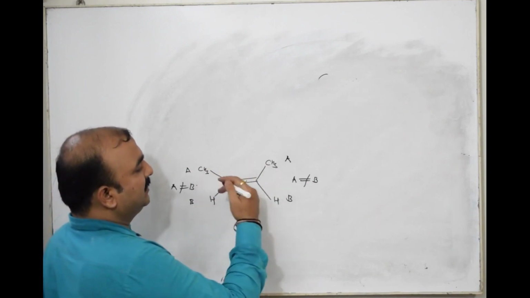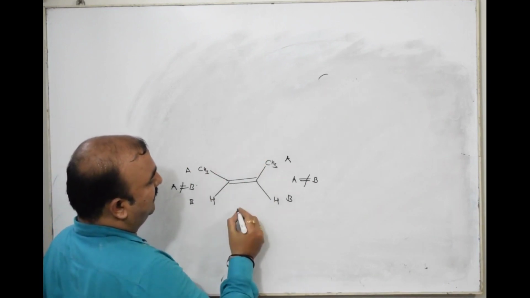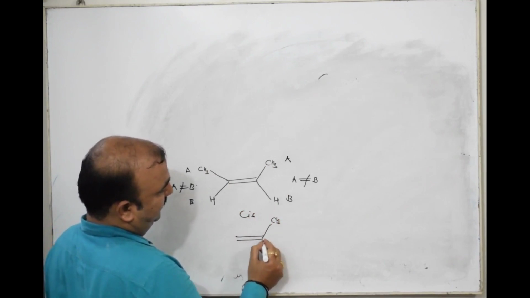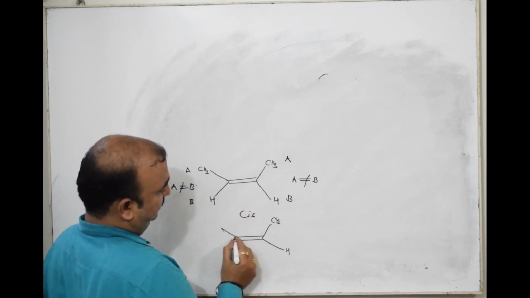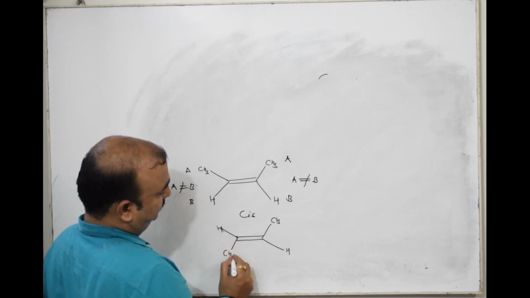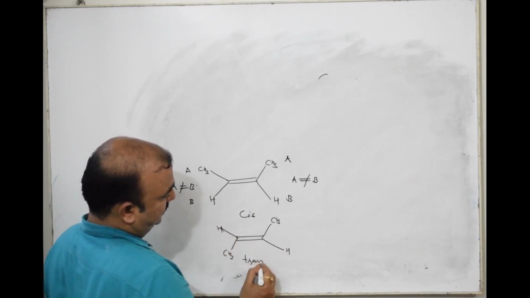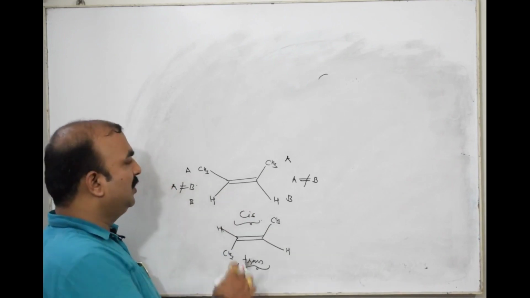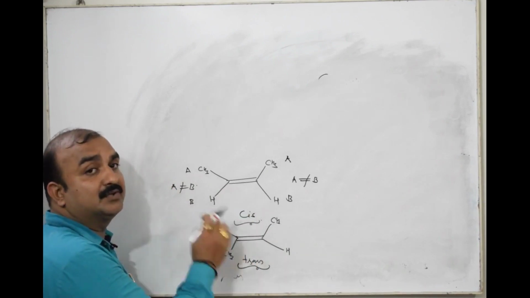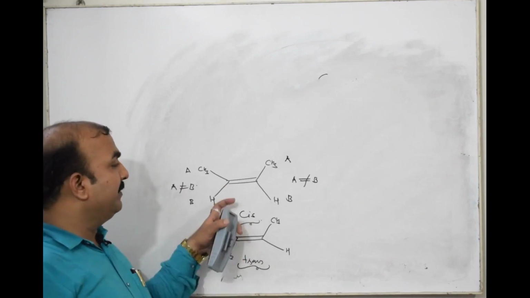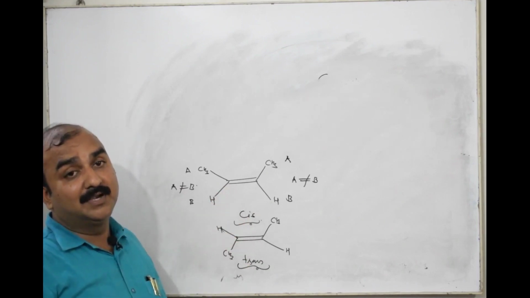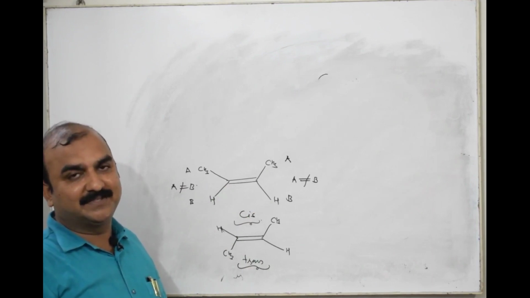Now please see, when both the CH3s are up, it is known as cis, and if they are on opposite sides, it is known as trans. So they are geometrical isomers of each other. The phenomenon of isomerism due to restricted rotation around a carbon-carbon double bond is known as geometrical isomerism.